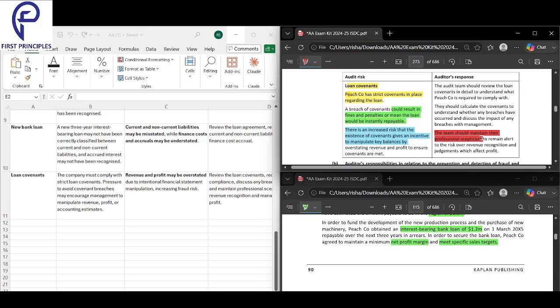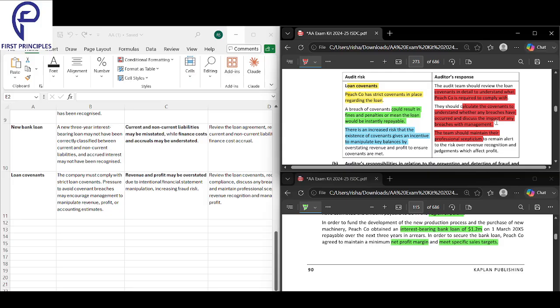So be alert. Then go through the covenants in detail and understand what they should do. Then recalculate to see if any breaches have happened. You yourself calculate the net profit, and whatever the sales target is, you go through the sales numbers. After that, you check whether any breaches have happened.